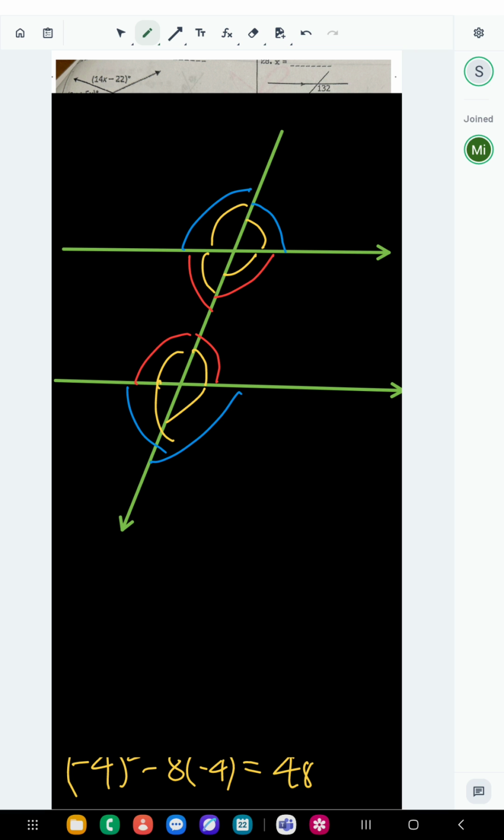And then we have interior angles on the same side of the transversal. They are not equal, but they add up to 180 degrees. So I'll mark them light blue. So these are interior angles on the same side. They add up to 180 degrees.